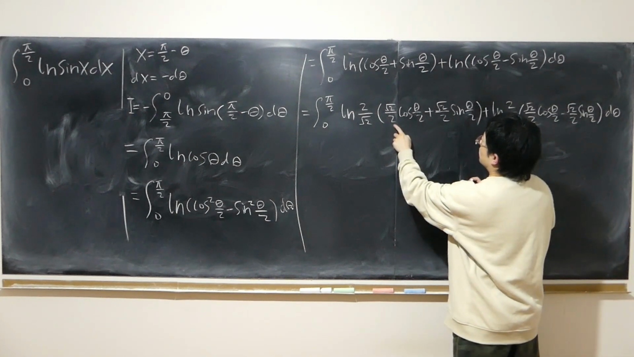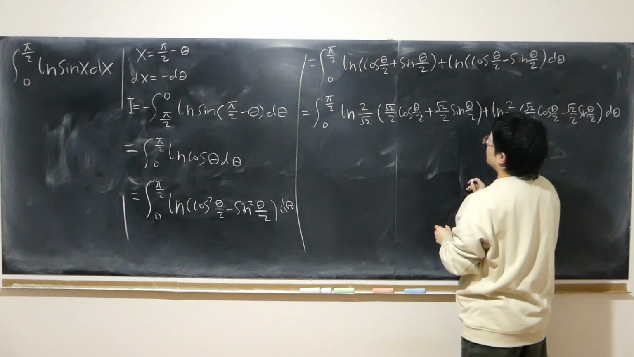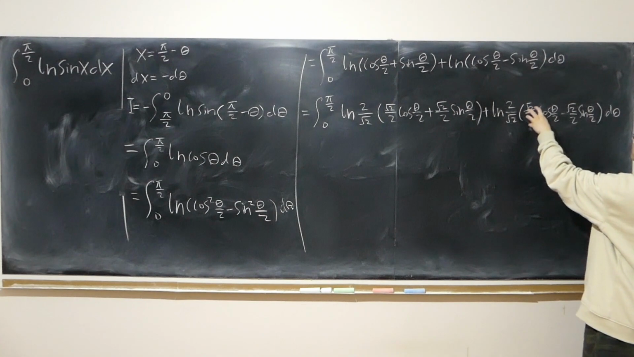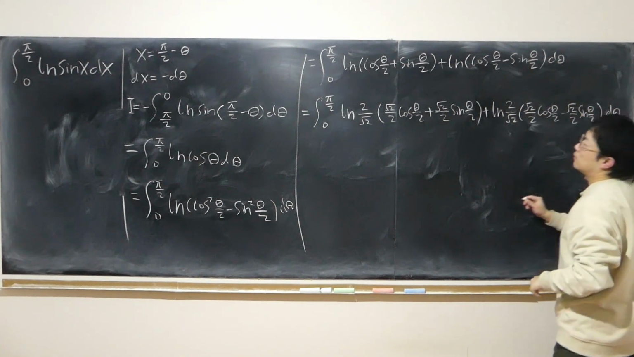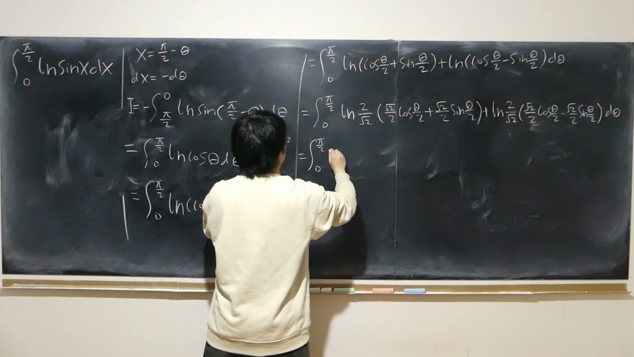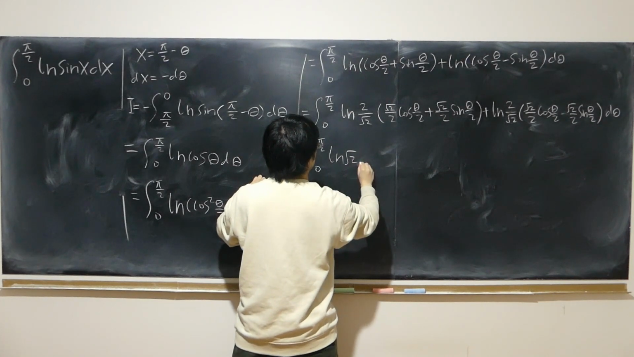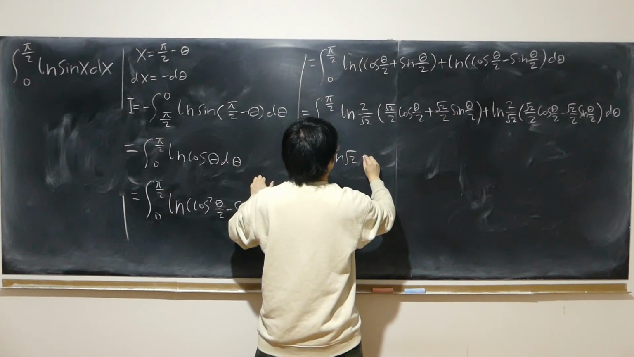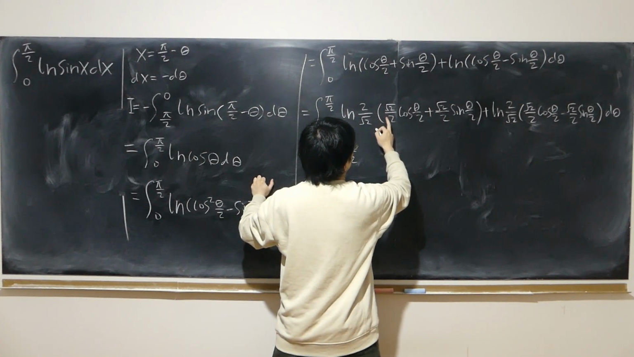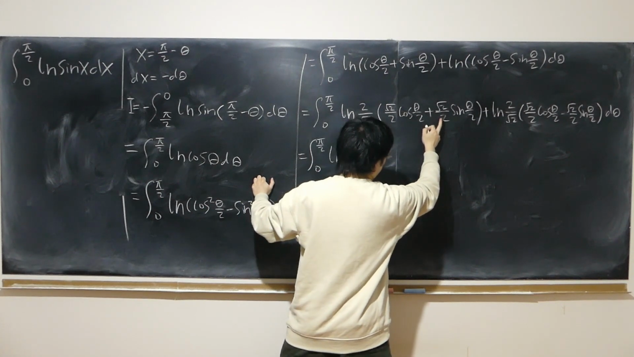So square root of 2 over 2 is cosine of pi over 4. This is cosine pi over 4. This is cosine pi over 4. This is sine pi over 4. So this is just 0 to half pi log 2 over square root of 2, just square root of 2, times cosine pi over 4, sine pi over 4. Right? This is cosine pi over 4.